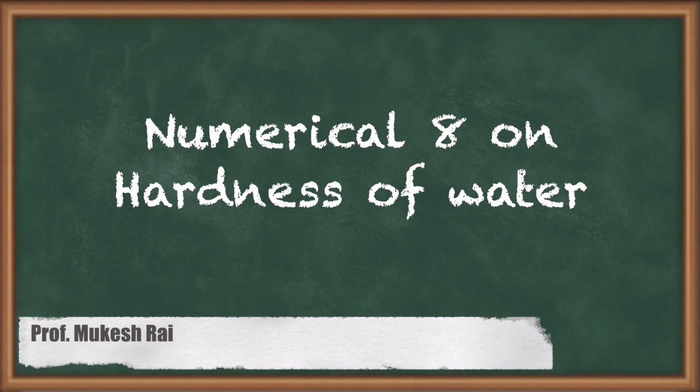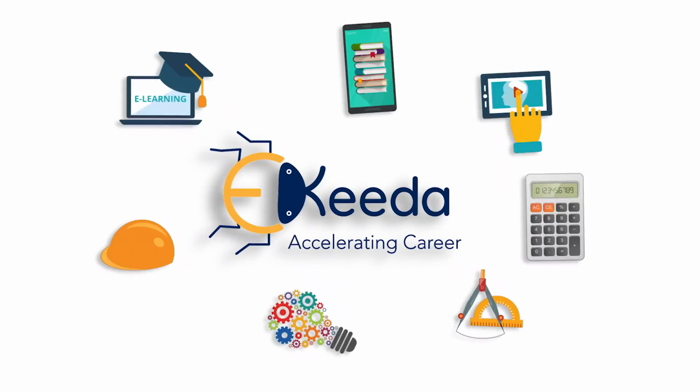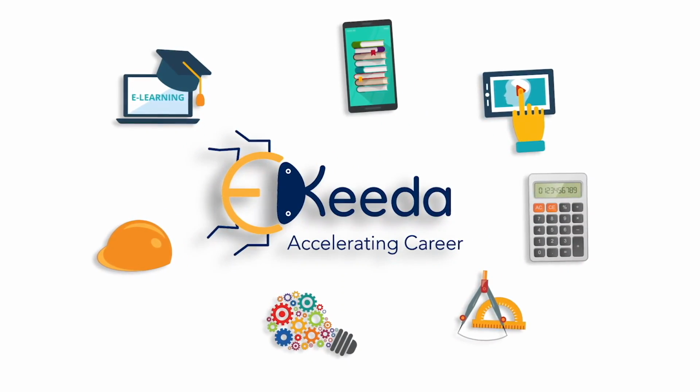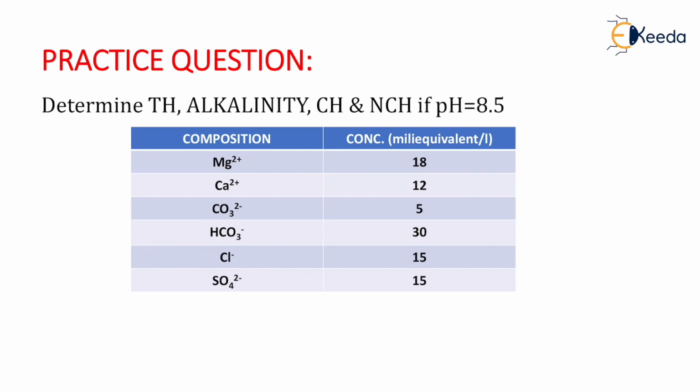Hello student, today we are going to discuss the eighth numerical of hardness. The question is: determine total hardness, alkalinity, carbonate hardness and non-carbonate hardness if pH is equal to 8.5.